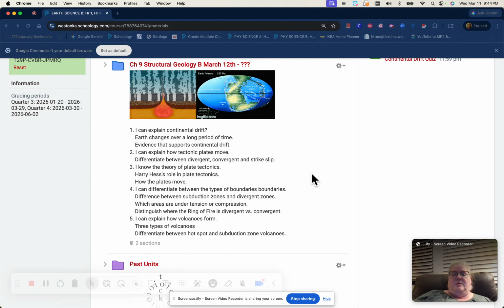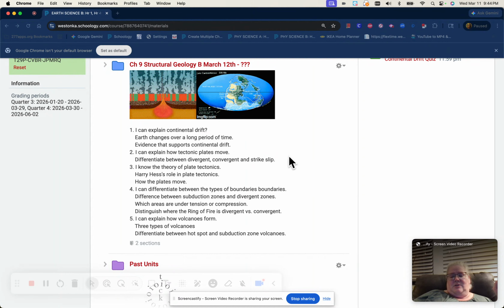You can look at how volcanoes form. Where are they going to form? What are the three types? And what's the difference between a hot spot and a subduction zone volcano?